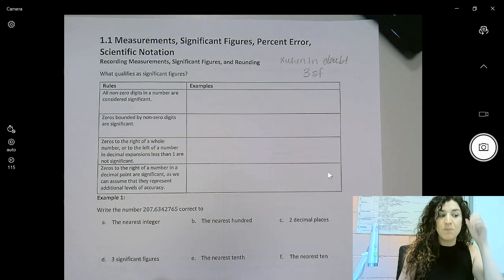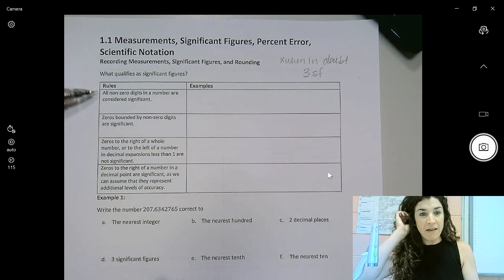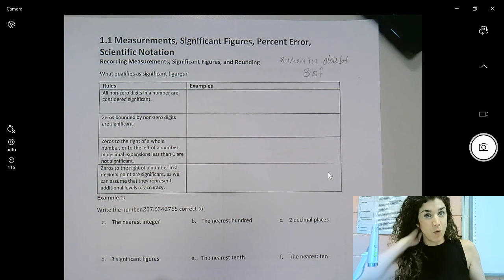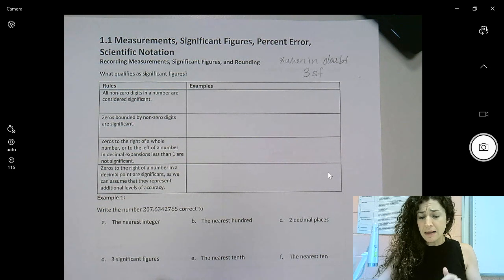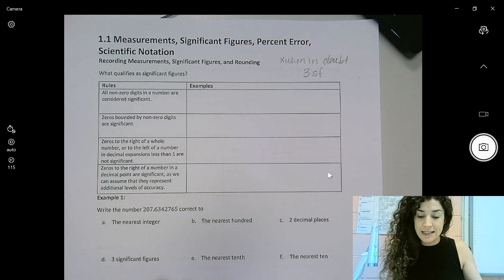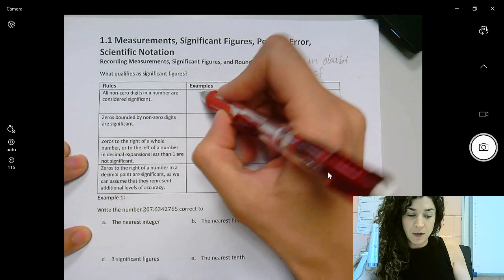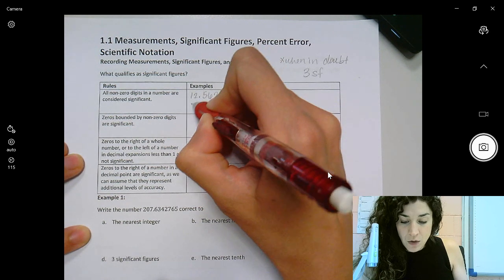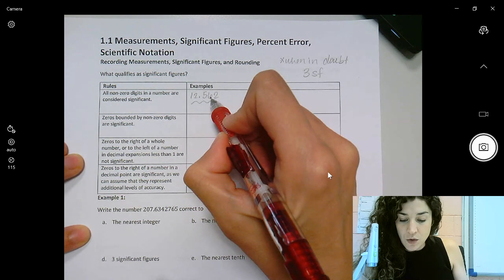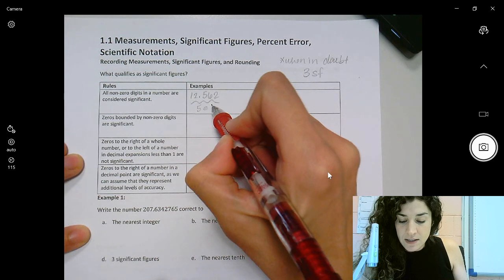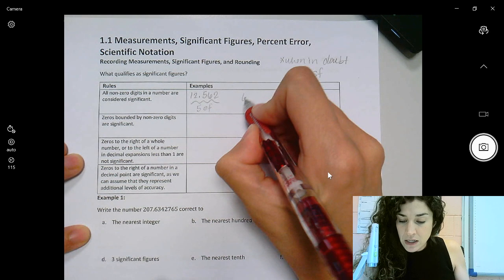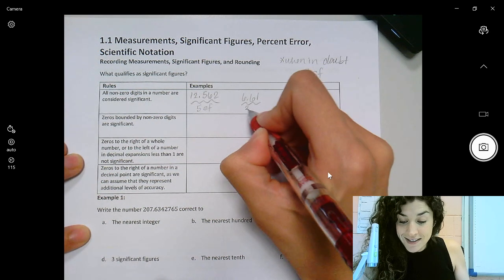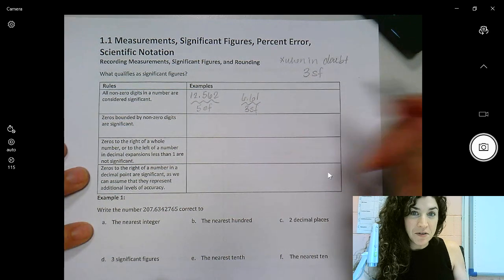So what does it mean to be a significant figure? We have these rules right here in front of us. A significant figure is all non-zero digits in a number. So we could do 12.562, and that is 1, 2, 3, 4, 5 significant figures. 6.61 is 3 significant figures.